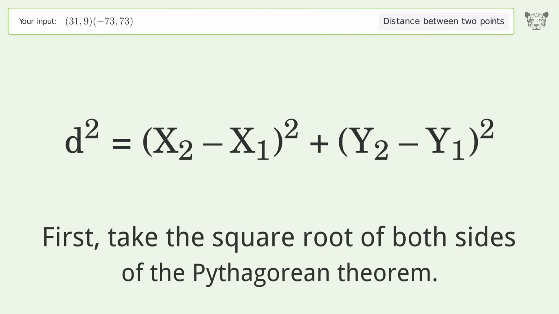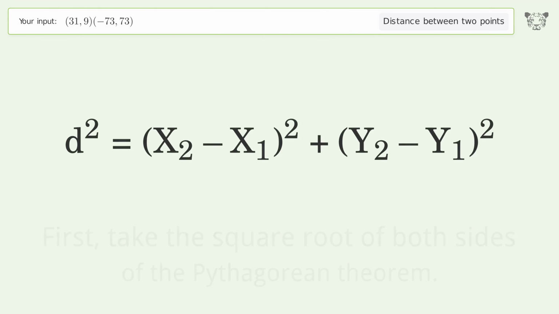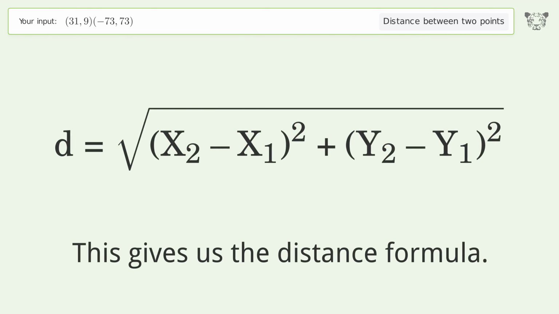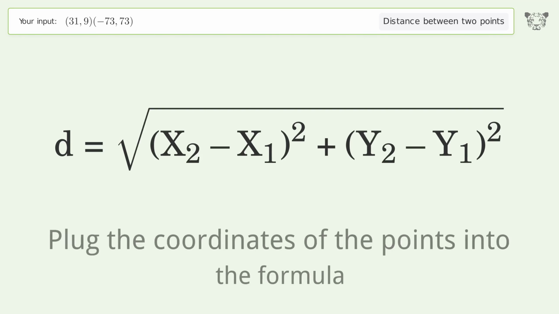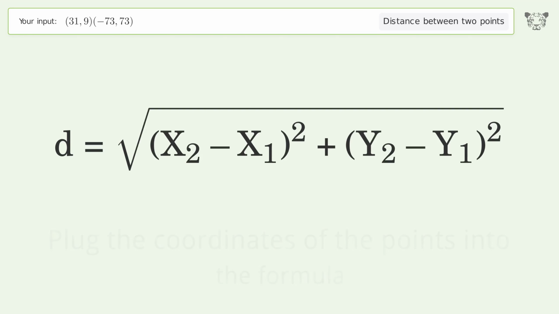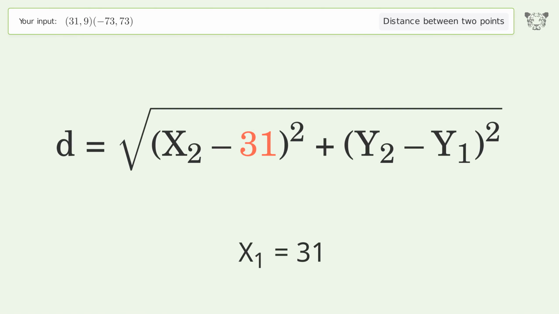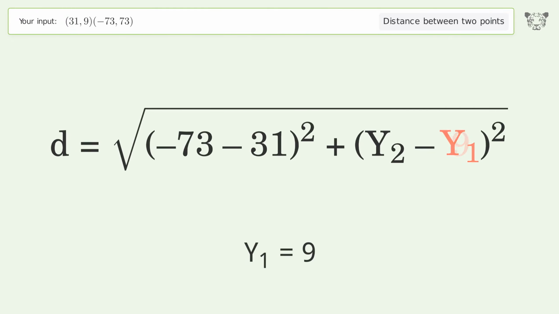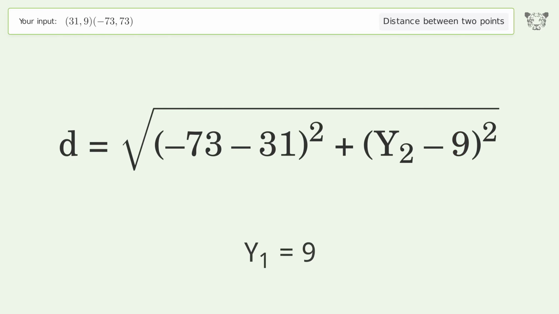First, take the square root of both sides of the Pythagorean theorem. This gives us the distance formula. Plug the coordinates of the points into the formula. x1 equals 31. x2 equals negative 73. y1 equals 9. y2 equals 73.